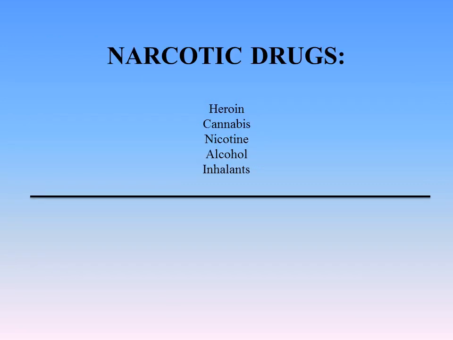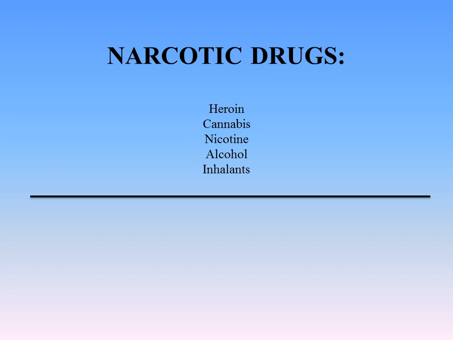Last topic of today's slide is narcotic drugs. The common narcotic drugs are cannabis, nicotine, and alcohol. Besides this, we have heroin and certain inhalants as well. Let's talk about them a little bit. Let's start with heroin. It gives a feeling of euphoria along with relief of pain. Side effects can include nausea, we might see vomiting, respiratory and circulatory depression leading to death.